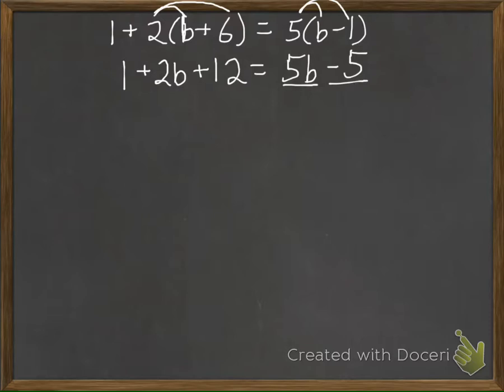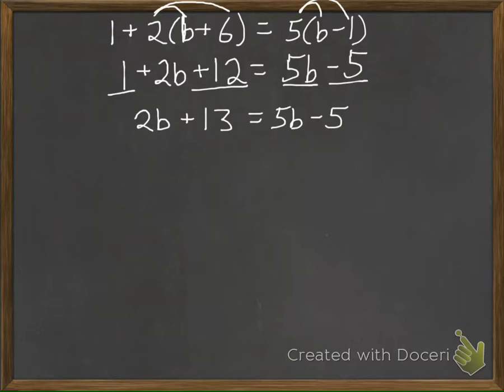But on the left-hand side, I have a positive 1 and a positive 12. Both are constant terms, so they are alike and can be combined. If I combine them, I'll have 2b, and 1 and 12 make plus 13 equals 5b minus 5. Now I have 2 terms on the left, 2 terms on the right. They're unlike terms, can't be combined. So now I can solve.